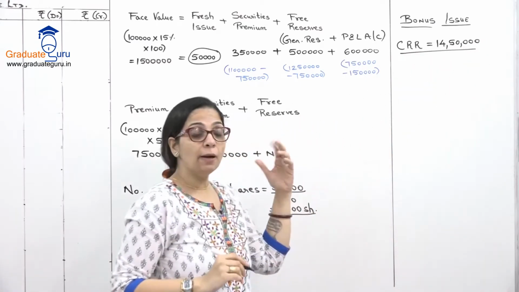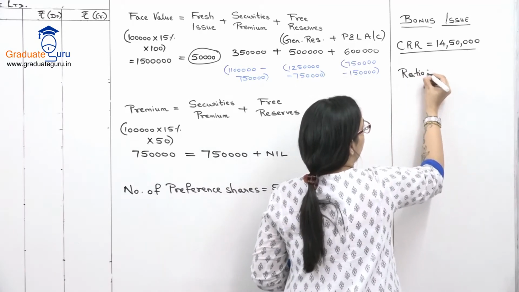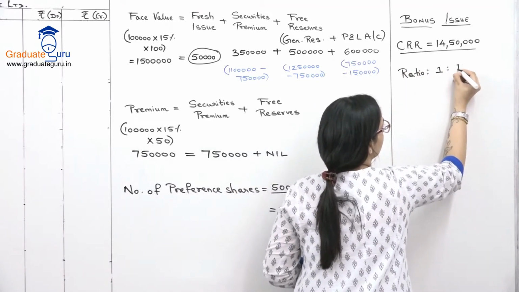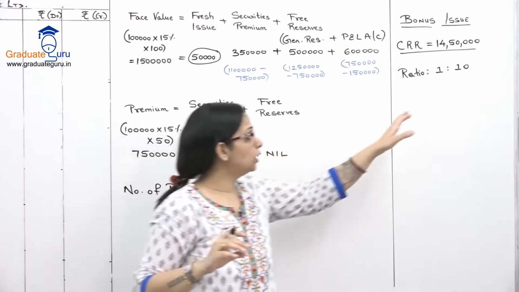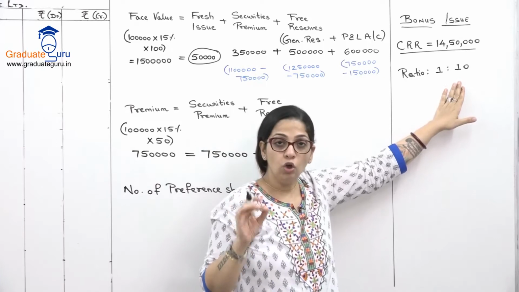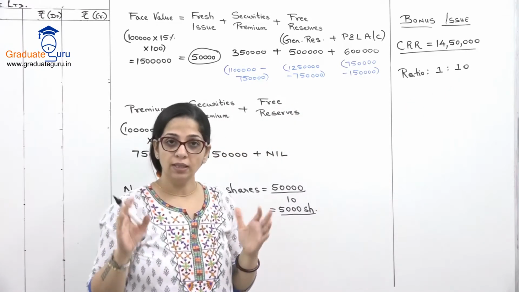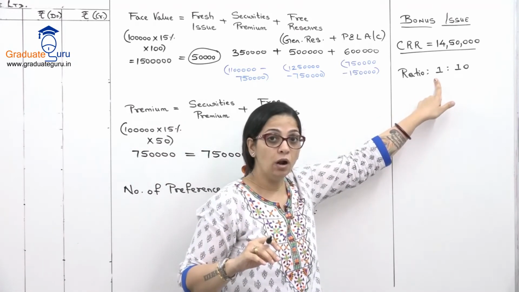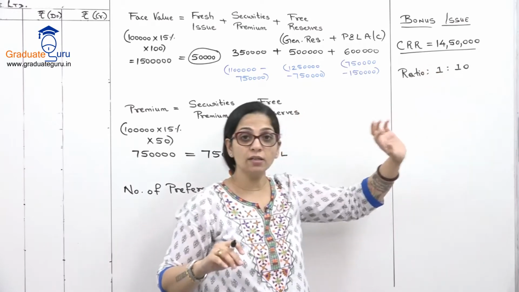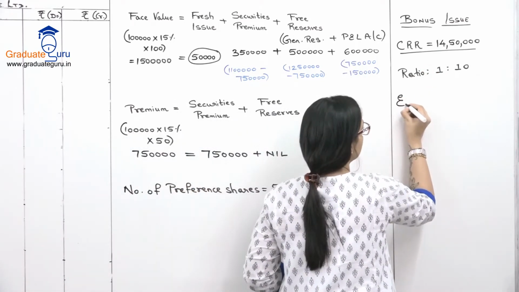ठीक है? मेरा बोनस का रेशियो क्या है? 1:10. What does this mean? कि अगर शेयर होल्डर्स के पास 10 शेयर है तो उसके बदले उनको एक एडिशनल शेयर मिलेगा बोनस. दैट इज हाउ यू रीड द बोनस रेशियो. 1 शेयर फॉर 10 शेयर्स हेल्ड. ओके, नाउ लेट अस सी व्हाट इज आवर इक्विटी शेयर्स.